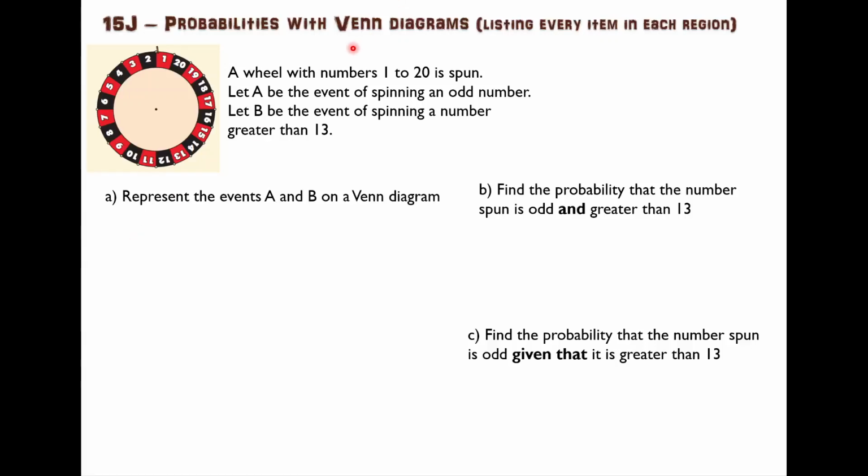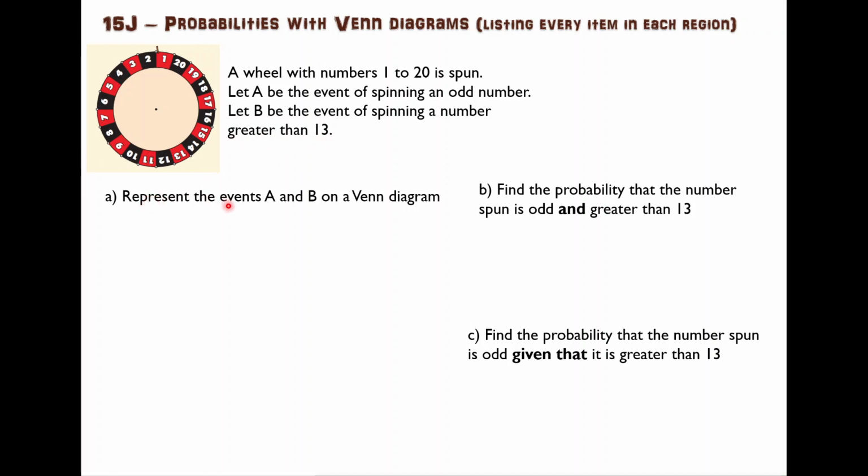Venn diagrams. Let's look at how you can use Venn diagrams to figure out the probabilities of certain events happening. In this scenario, we have a wheel with the numbers 1 to 20, and we spin it around and get a random number from 1 to 20. Now suppose that there are two different events. Let A be the event of spinning an odd number, and let B be the event of spinning a number that is greater than 13.